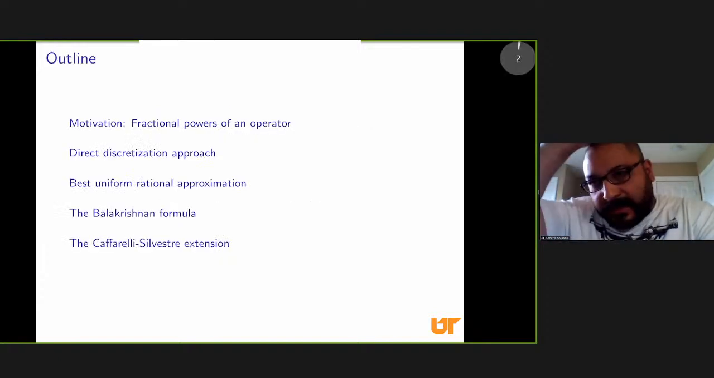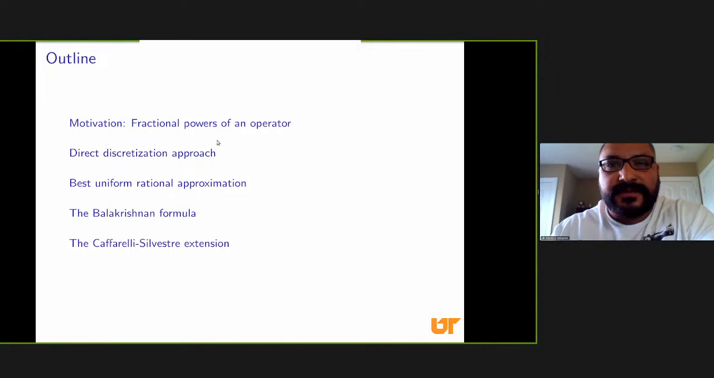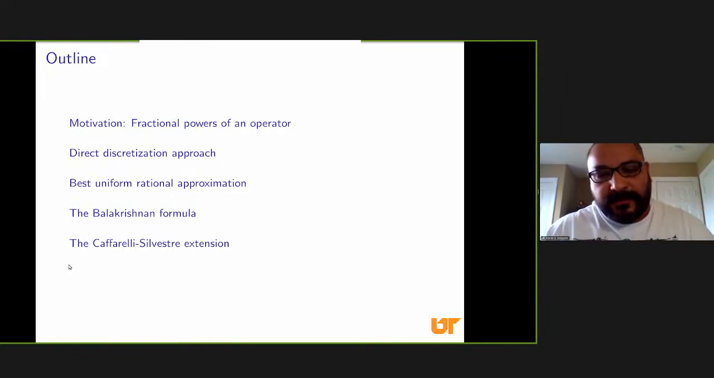So here's my quick outline. I will start by trying to motivate what we're trying to do. So fractional powers of an operator, maybe I'll go a little quick because Luca already mentioned them. Then I will give maybe 3-4 methods, depending on how much time I get, on how to deal with them. And we'll go into some of the details for each one of them. Please feel free to interrupt me at any time. I'll try to keep an eye on the chat.